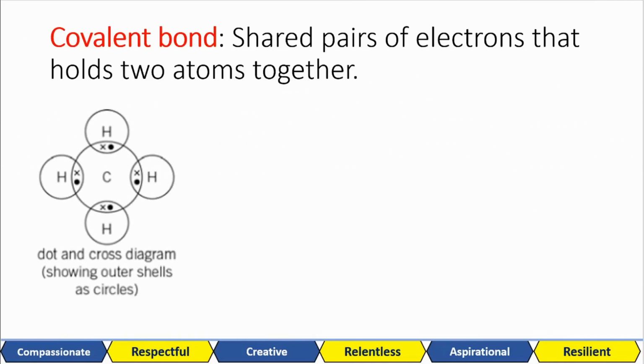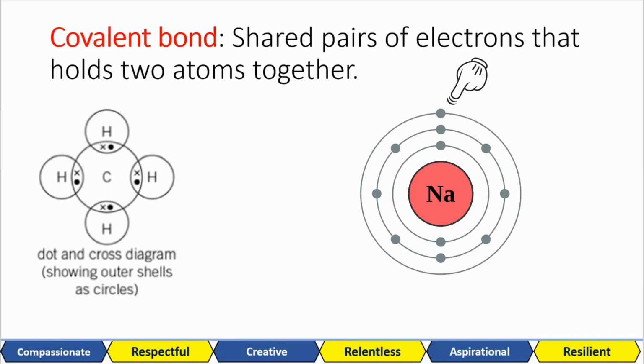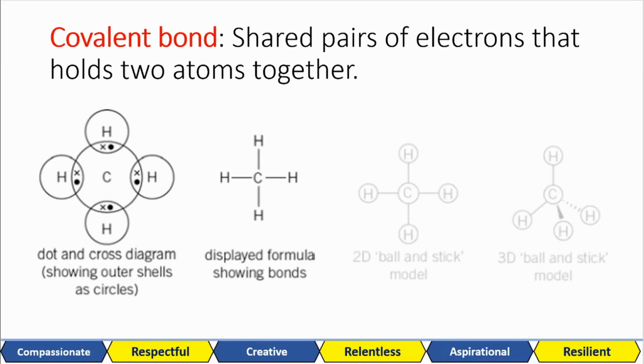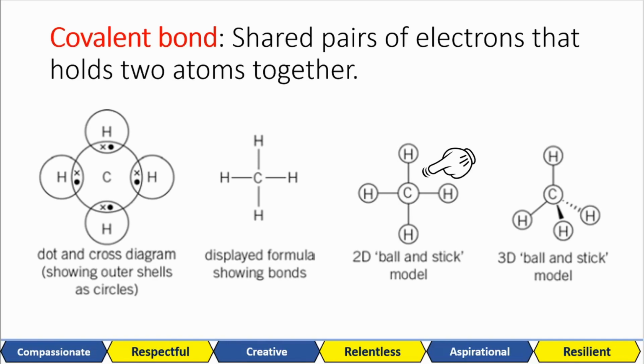We've been seeing dot and cross diagrams showing the outer shell electrons. You could also get displayed formulas showing the pairs of electrons as lines between the atoms. Notice that each line represents 2 electrons. You can also have ball and stick representations. The one here is a flat 2D model and the one over here is the 3D model.